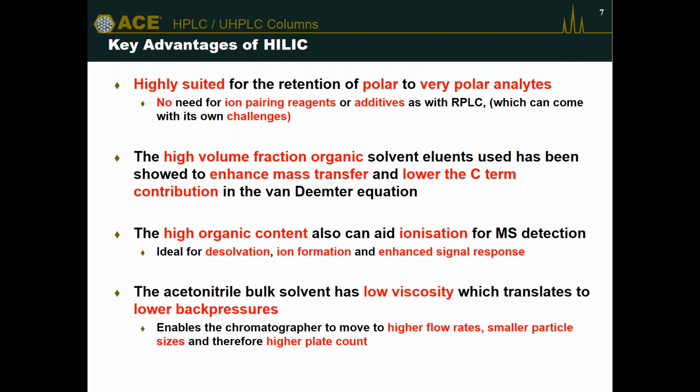And finally, as well, there are other advantages, but I've listed just a few here. Because we have such a large amount of acetonitrile in our mobile phase, we have a lower viscosity for our eluent. This gives us lower back pressures for our separating system. So this means that we can use higher flow rates, we can use smaller particle sizes, and all the benefits that that gives us to our chromatography.